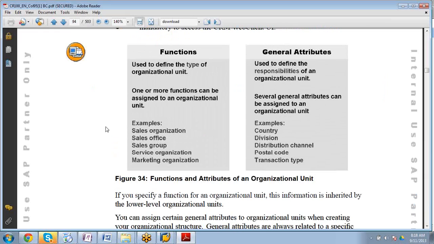Right. A side heading, functions. We can define organization units using functions. Then general attributes. We can define responsibilities for each organization unit separately.